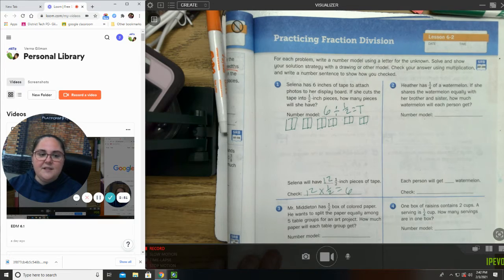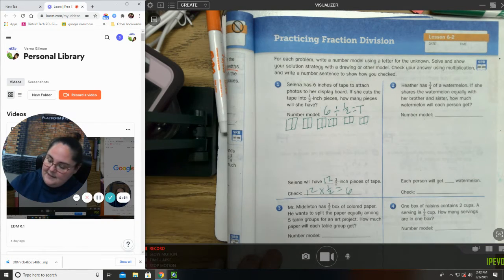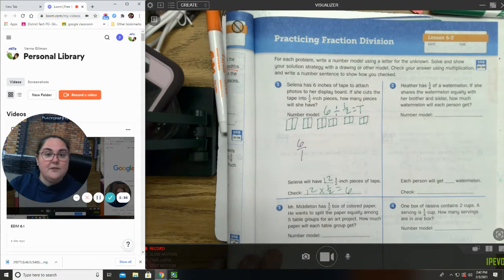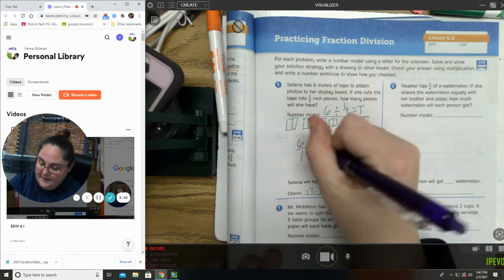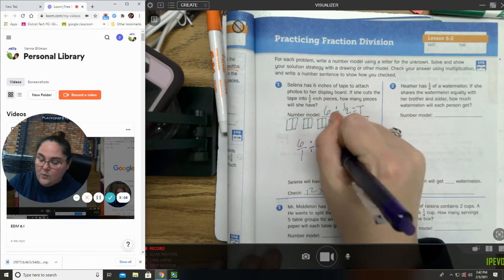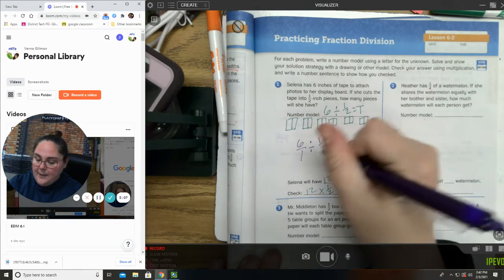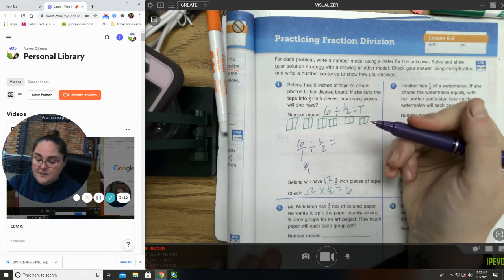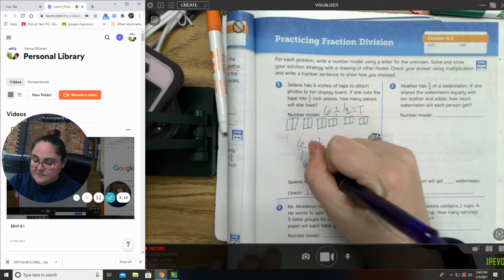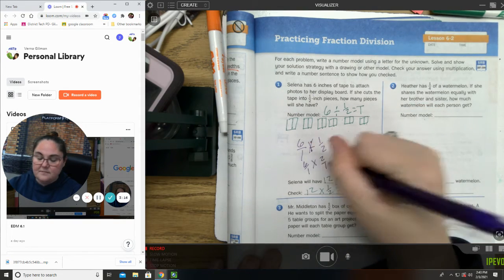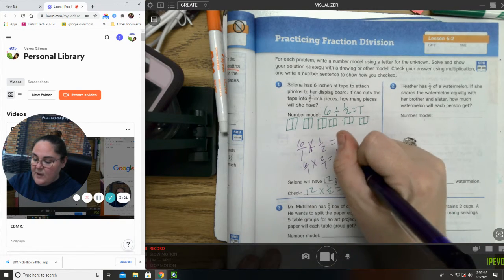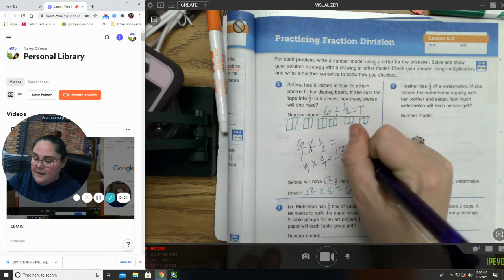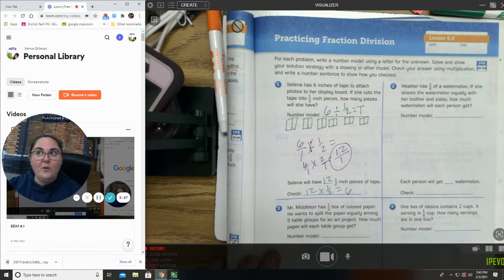Okay, now let's do the math way. 6 over 1, remember, a whole number, you put it over 1 to make it into a fraction. Divided by 1/2 equals, keep, change, flip. And now I multiply straight across. 6 times 2 is 12. 1 times 1 is 1. My final answer was 12 over 1, or 12. That means we did it right.